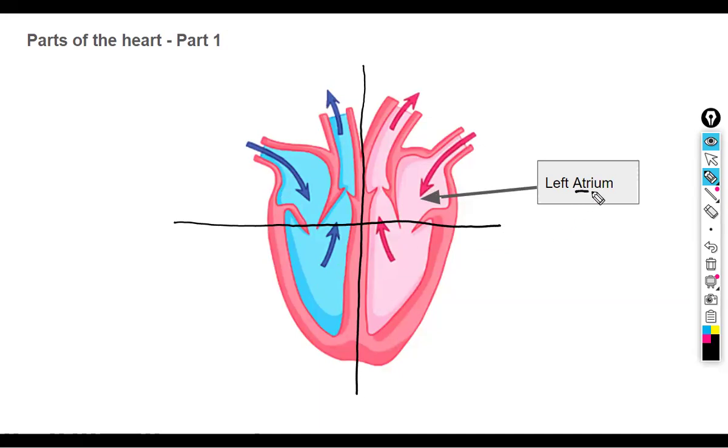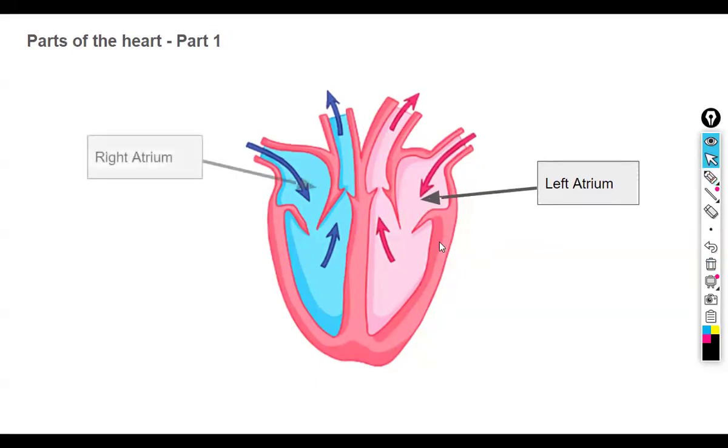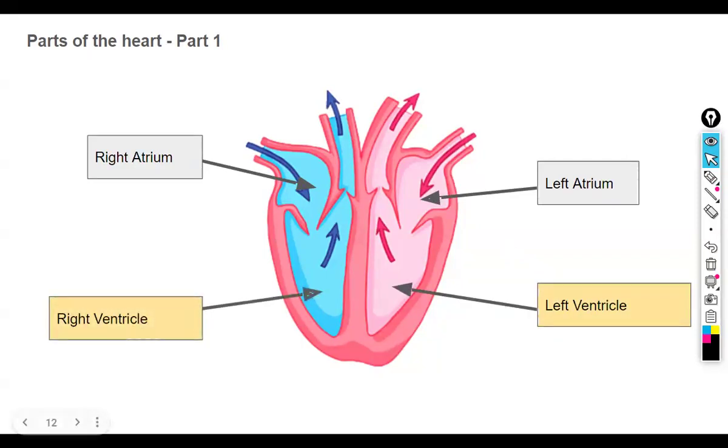Anything on top is called an atrium. So guess what, right? You have a left atrium and you would also have a right atrium. The easy way to remember this is the atrium starts with the letter A, so it comes first in your alphabet. So it's at the top of the alphabet. Okay? Atriums are on top and they are considered to be chambers that hold blood. So just to recap, everything on top is your atrium and everything underneath are called ventricles.